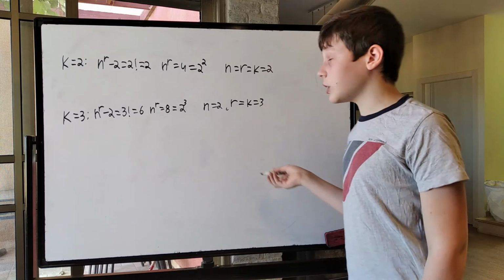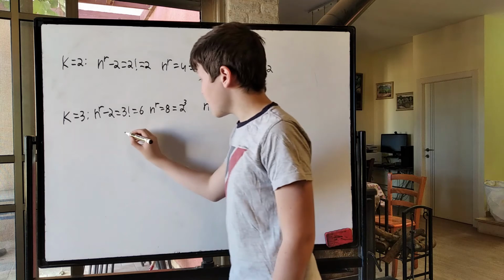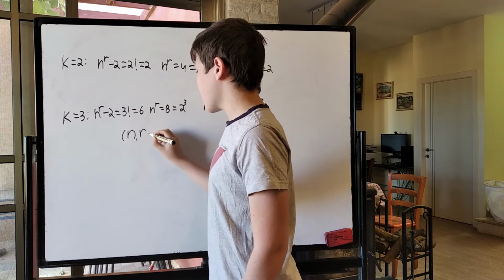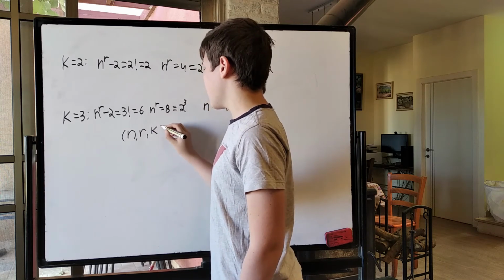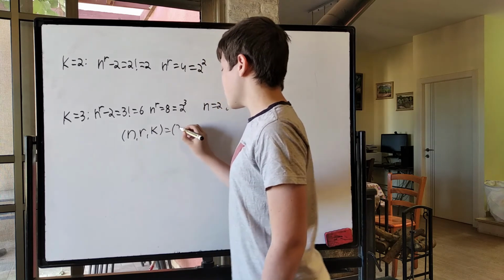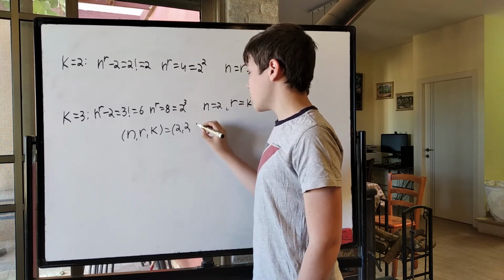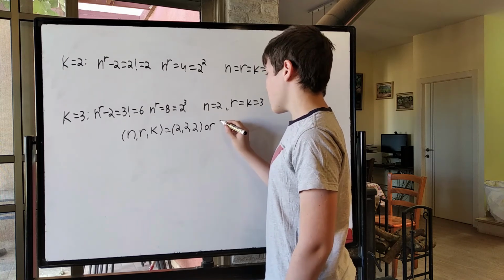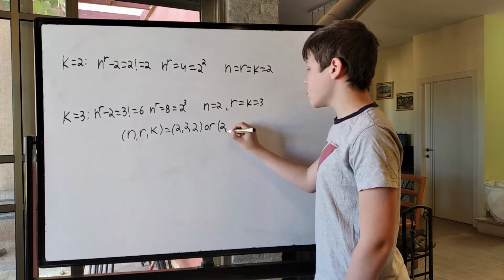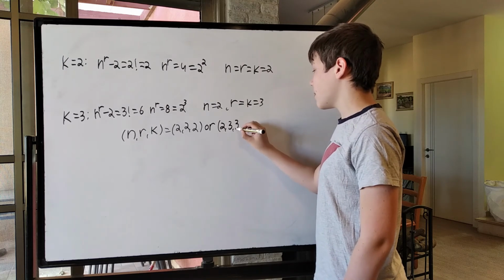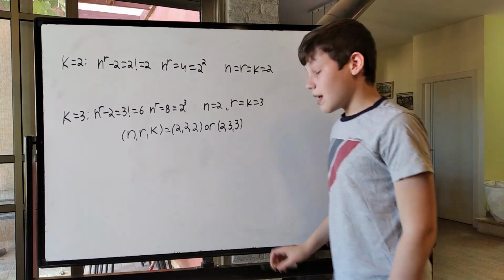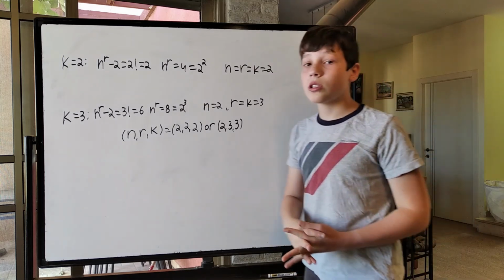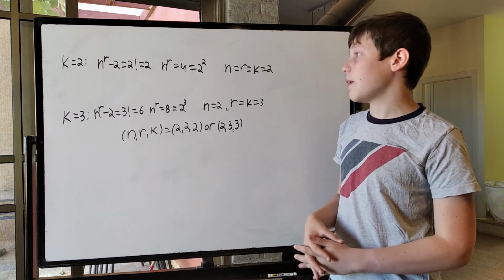So let's officially write these solutions down. We have the triple (n, r, k) equaling (2, 2, 2), or we have it equaling (2, 3, 3). And as we showed, those are the only solutions to our original equation, n to the r minus 2 is k factorial.